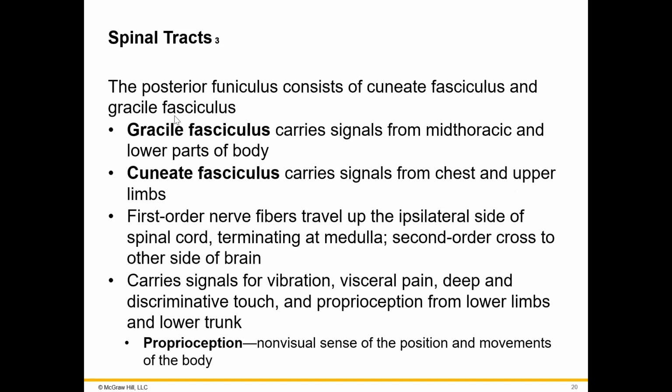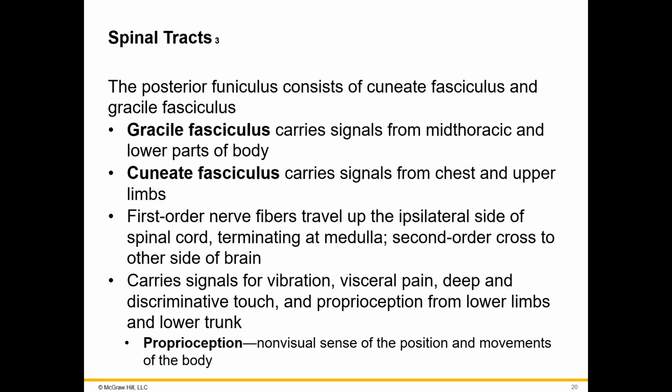The posterior funiculus. The posterior funiculus consists of a cuneate fasciculus and gracile fasciculus. What are those? The gracile fasciculus carries signals from the mid-thoracic and lower parts of the body. So that just shows you the type of tracts, like the gracile fasciculus and the cuneate fasciculus. They carry signals from the chest and the upper limbs.